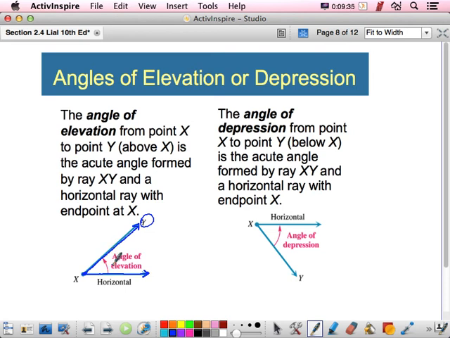The angle of depression is different. Let's say I'm sitting up in a tree, okay? This is the horizontal, and I have to look down. Then this is my angle of depression. It's not weird until you see it in a triangle situation.